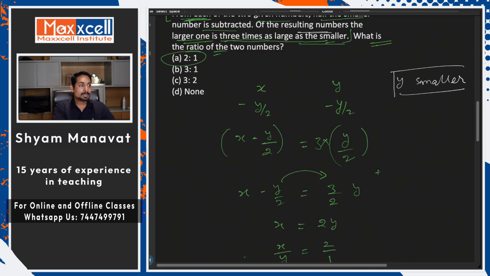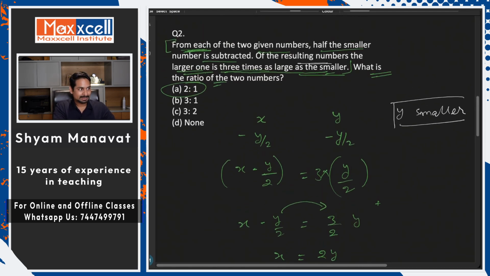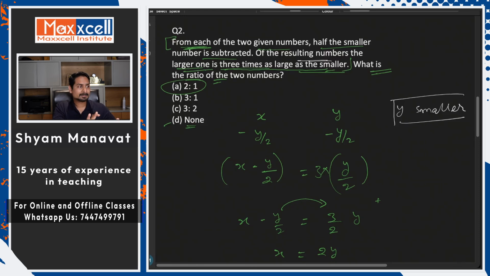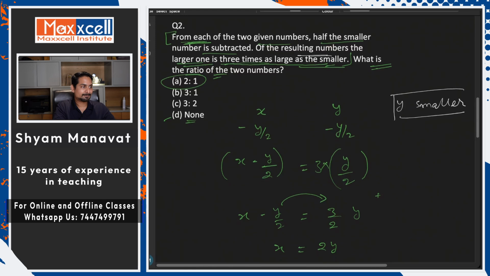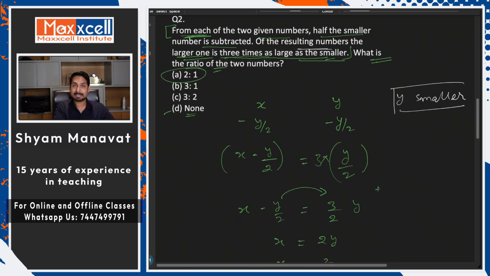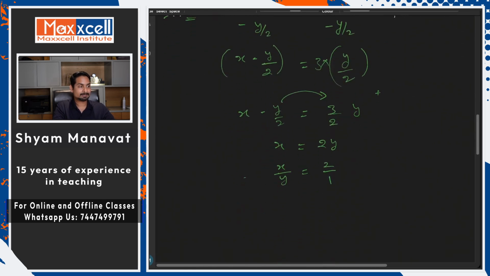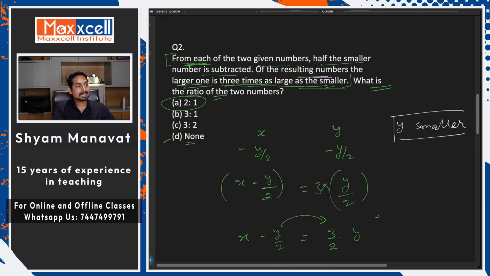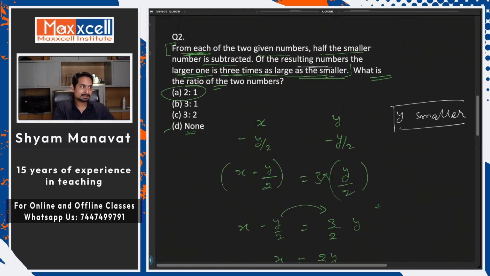We could have solved this by using the options also, but I'm a little cautious when I look at the "none of these" option. Then I generally don't pick up the options to eliminate, because we got one of this also, right? Nevertheless, if you solve by option, you will still get the same answer, and here also you are getting the same answer.